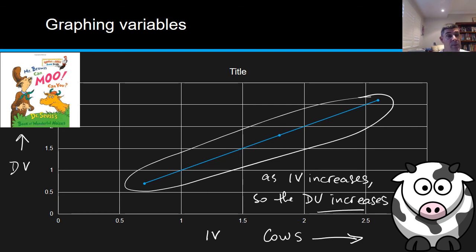We'll look at graphing a little bit more in a separate video, but hopefully this will give you a little bit of an idea of the different types of variables in scientific investigations and how we can try and remember which one is which.